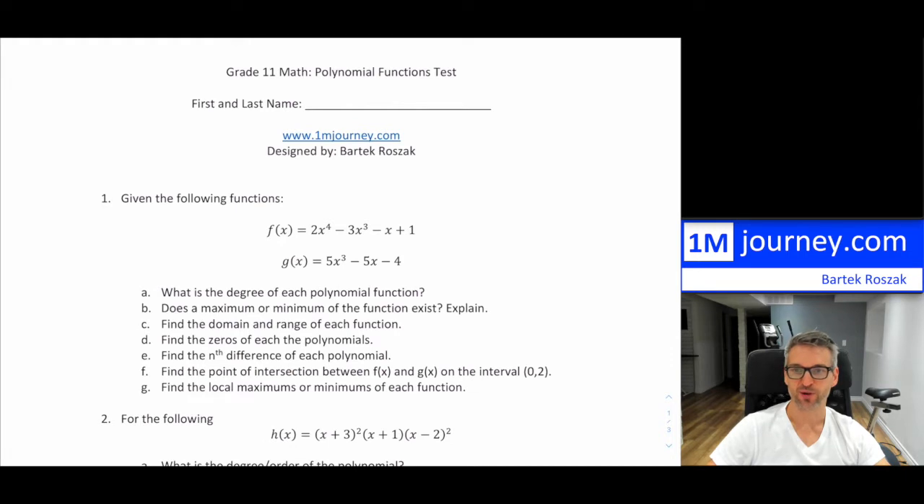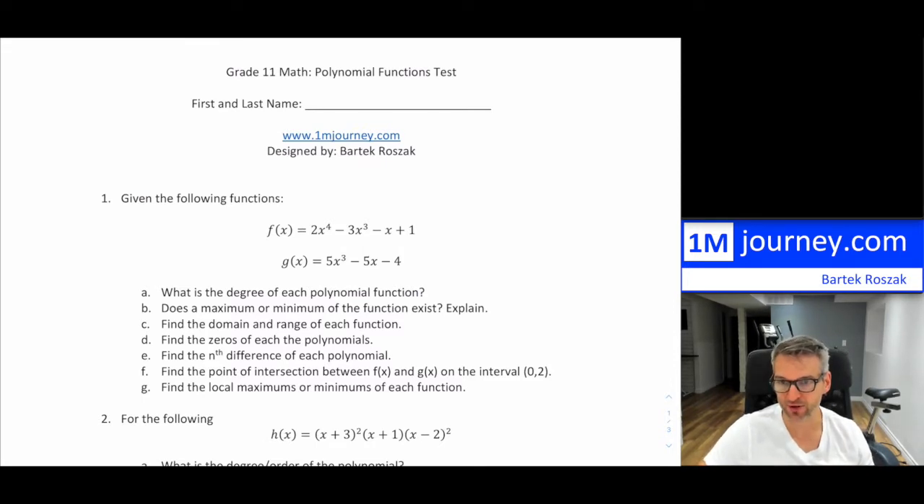All right, so for this test, it's purely on polynomial functions. The assumption is that you're in grade 11 and you're going through this and you want to test yourself. So I tried to think of all the different items in polynomial functions by grade 11 that you should know. All right, so here's question 1.